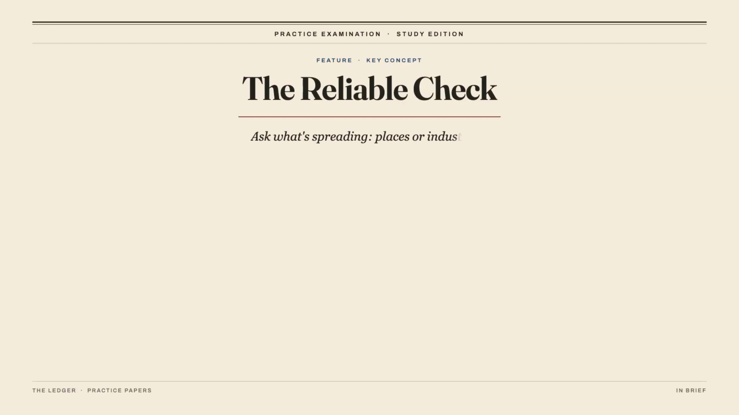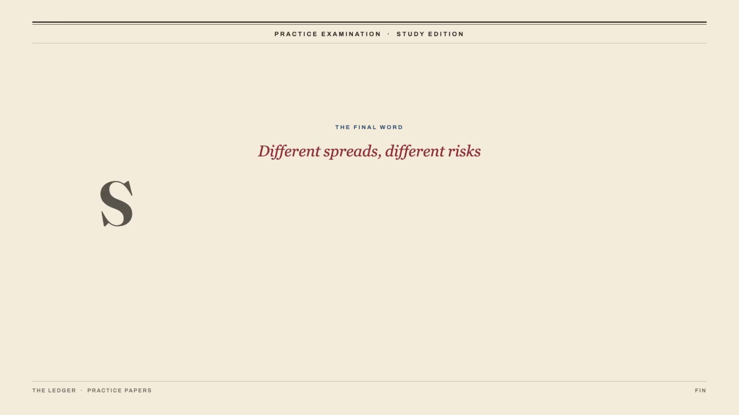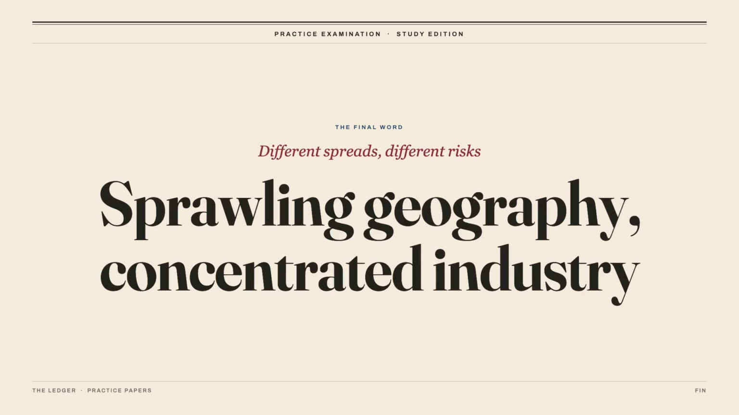The reliable check is simple. Ask whether the company is spreading across places or across industries. Selling one product in many countries is geographic breadth with industry focus, while selling many unrelated products in one country is the reverse. Mixing them up leads straight to the wrong conclusion about a company's actual risks. A global beverage maker is the standing reminder. A firm can be sprawling in its geography and utterly concentrated in its industry at the same time.